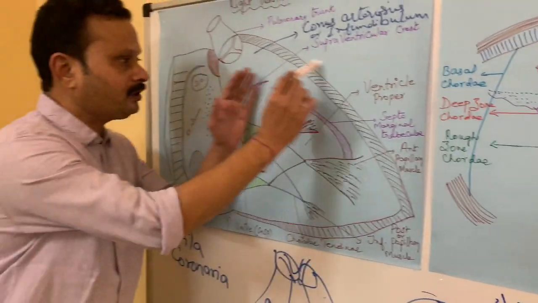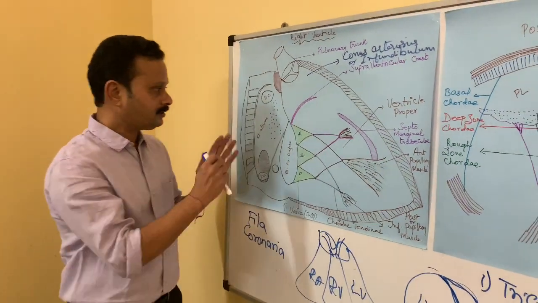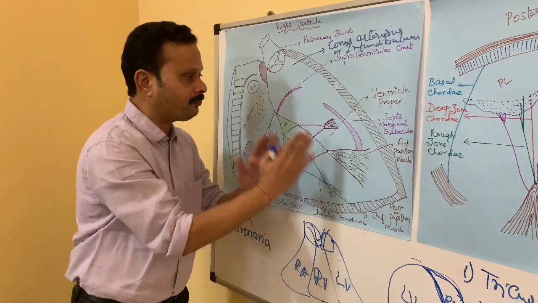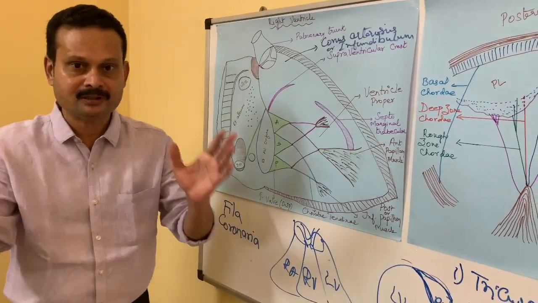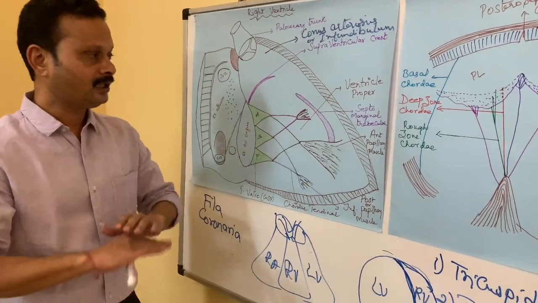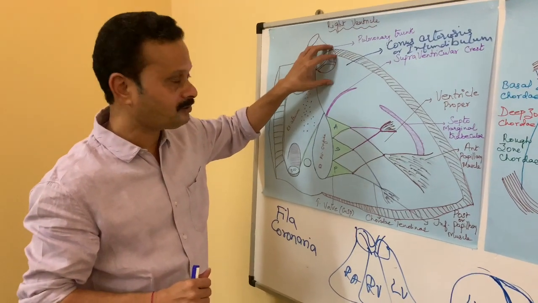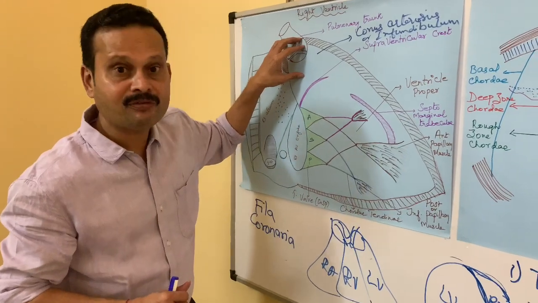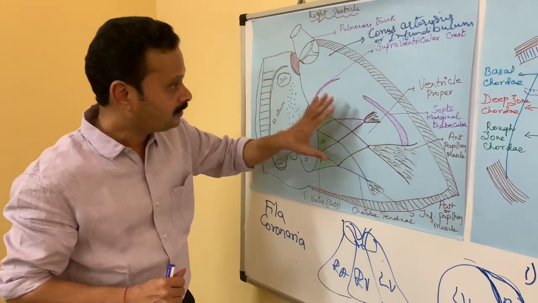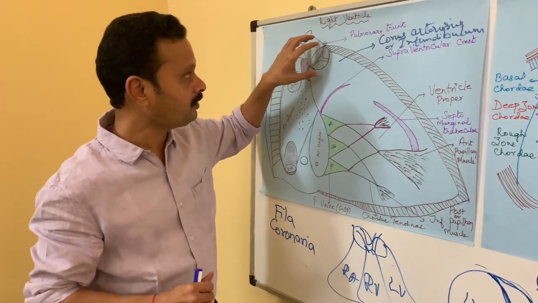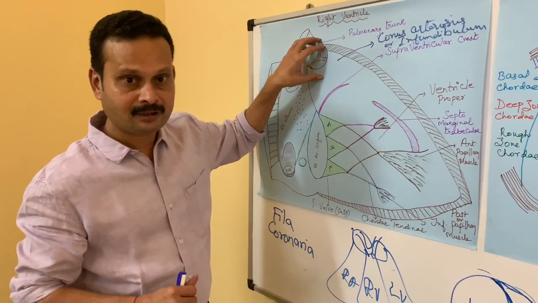This is all about the inflow tract. This inflow tract is derived from the right part of the primitive ventricle. Embryologically, the inflow tract develops from the right part of the primitive ventricle, whereas the outflow tract develops from the right part of the bulbus cordis.